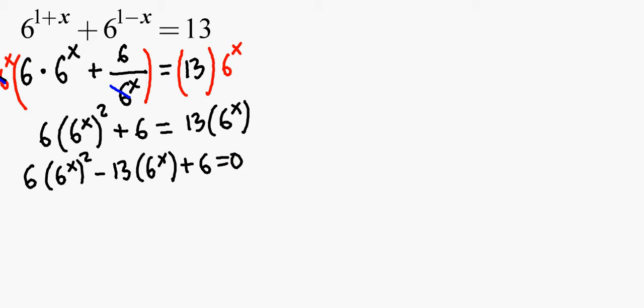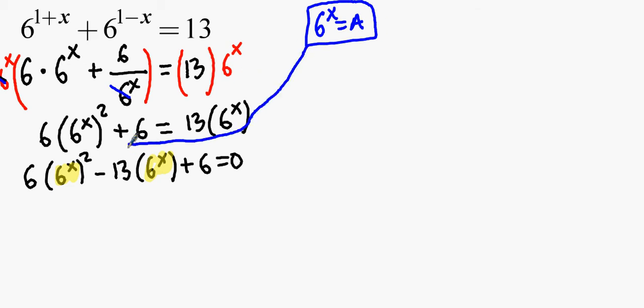And now I will do a trick, a substitution trick. So I'm going to say that this guy, 6 to the x, I'm going to give it some other name. In this case, maybe I want to call it a. So let's say 6 to the x equals a. Just give it a new name. So I will plug that in wherever I see 6 to the x. Plug it in here, plug it here. So I can rewrite 6a to the second power minus 13a plus 6 equals 0. And now we get a quadratic equation.